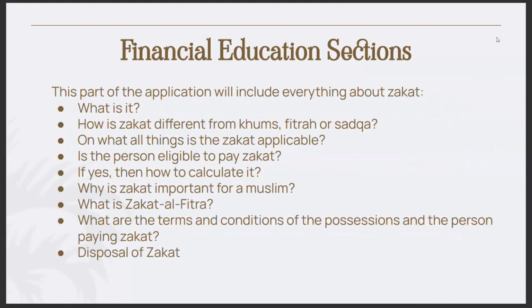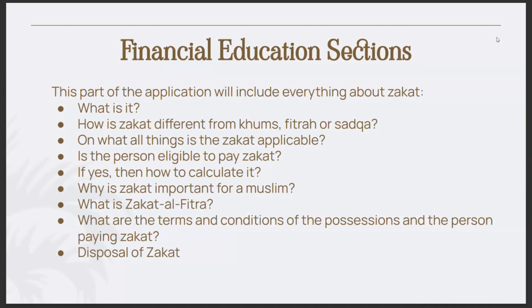from khums, fitra or sadaqah, and what all things zakat is applicable on, and whether the person is eligible to pay zakat or not. That is, if he has that amount of wealth or those things that he owns, the minimum amount after which he is supposed to pay zakat. And if the person is applicable, then how to calculate it will also be mentioned in the financial education section. And then, why is zakat important for a Muslim?